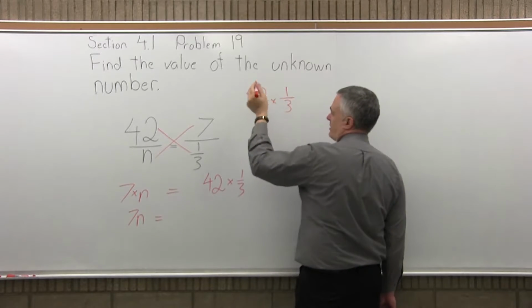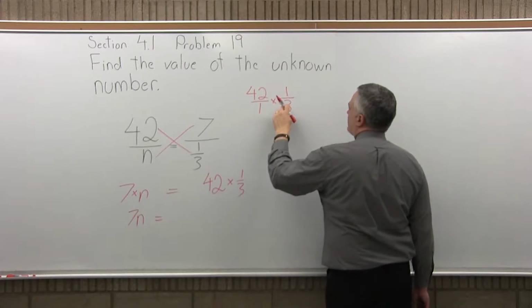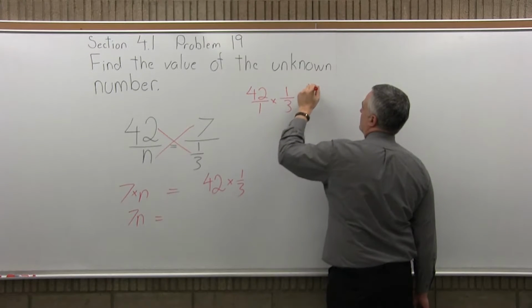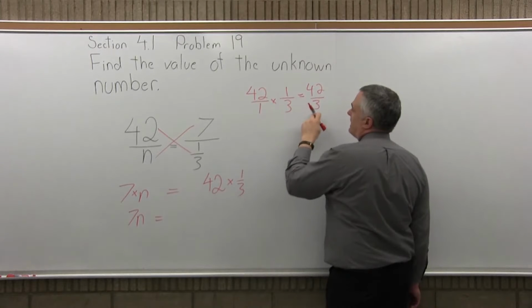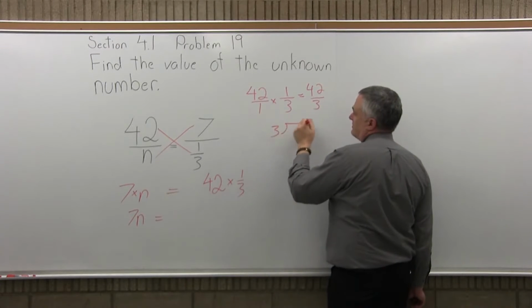So we have a numerator and denominator for both. It does reduce if you happen to notice. If not, the top 42 times 1 is 42. Bottom times the bottom, 1 times 3 is 3. And now, if you didn't notice that it would reduce, this represents the division.